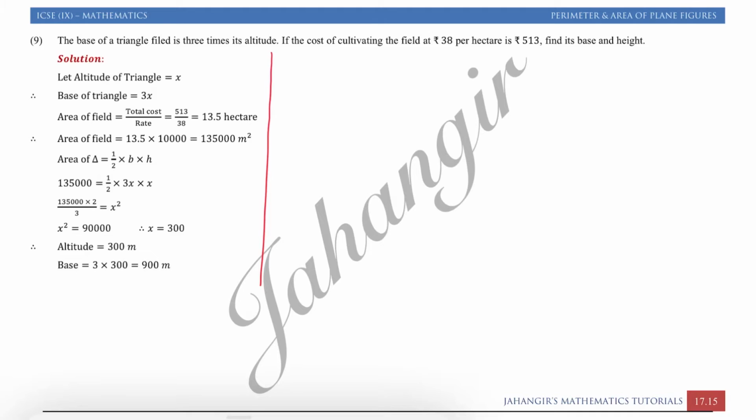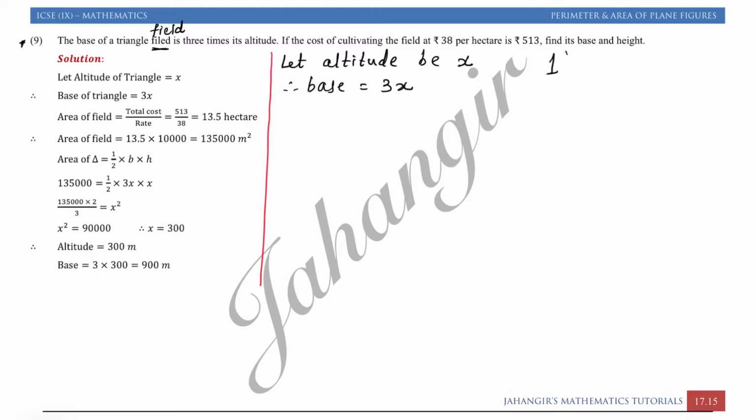The base of a triangular field is 3 times its altitude. So let altitude be x. So therefore base is equal to 3 times altitude. If the cost of cultivating the field at rupees 38 per hectare is rupees 513.